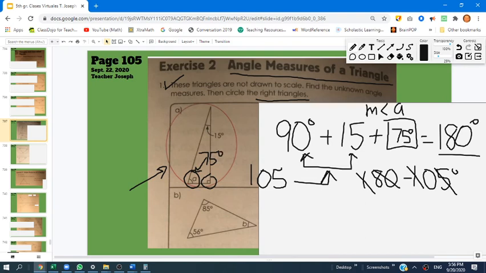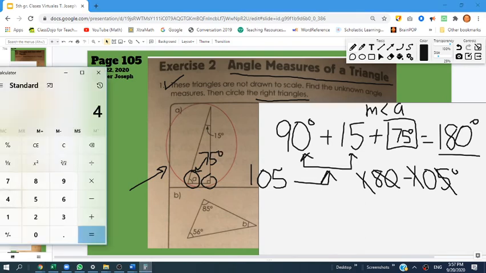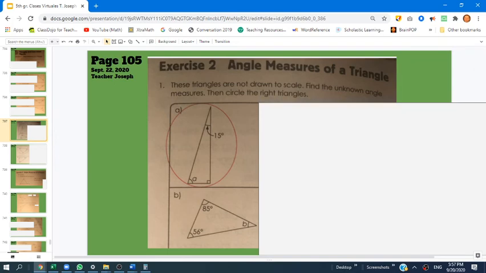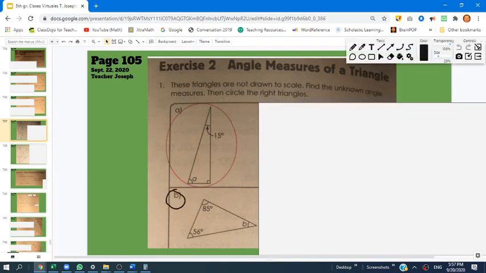Okay? If you add up 75 plus 15 plus that 90 degrees, it's going to give you 180. Just check your work. What I'd like you to do is do letter B on your own and check your answers at the end.